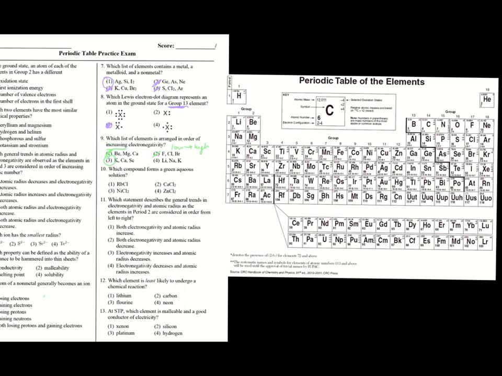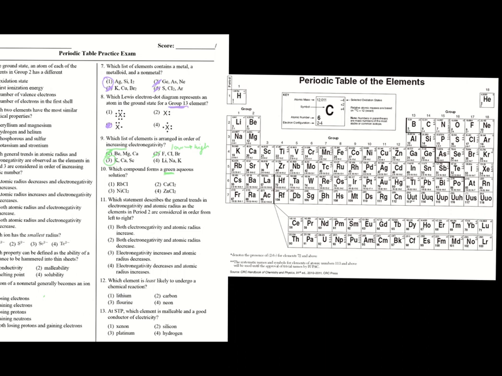Okay, number 10. Which compound forms a green aqueous solution? The keyword is green. We need to think colors and transition metals. Transition metals are right here in this section from groups 3 to 12. We're looking for elements that fall under there. So Rb is rubidium. That's group 1. Doesn't count. Choice 2 is calcium. Doesn't count because calcium is over here. Then we're left with nickel and zinc.